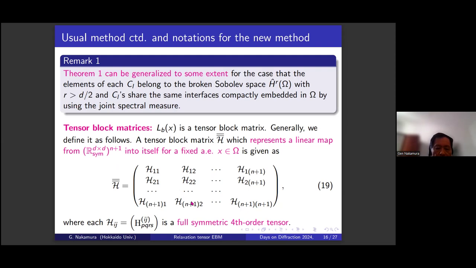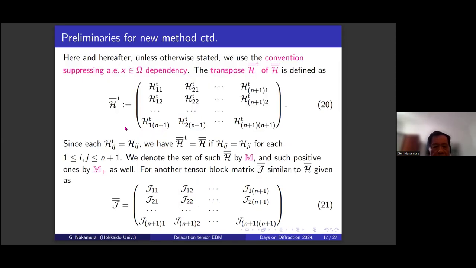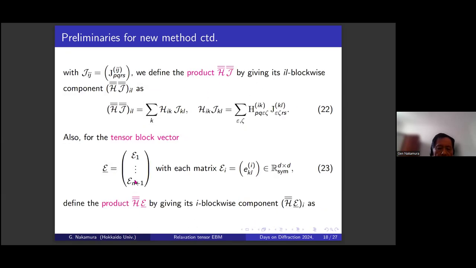For this kind of tensor block matrices, we can define the transpose quite similar to the usual transpose of the matrix, and also the product between the tensor block matrices. Let's consider another tensor block matrix J, and then consider the product of H and J. Then the IL blockwise component can be defined in this way. This is exactly the same as the product of the usual matrix.